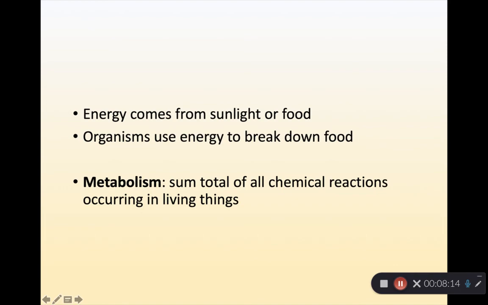And what we're going to do, and we're going to pick up in our next lecture, is understanding the chemical reactions that are critical for life.